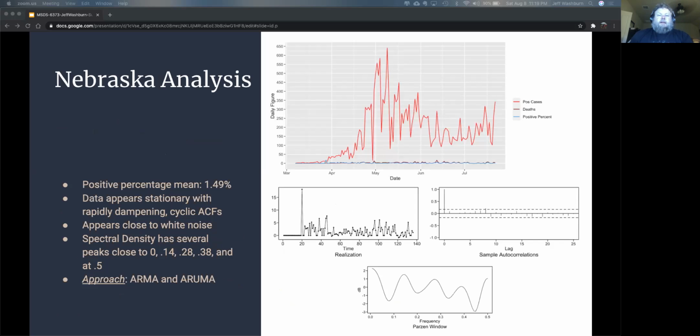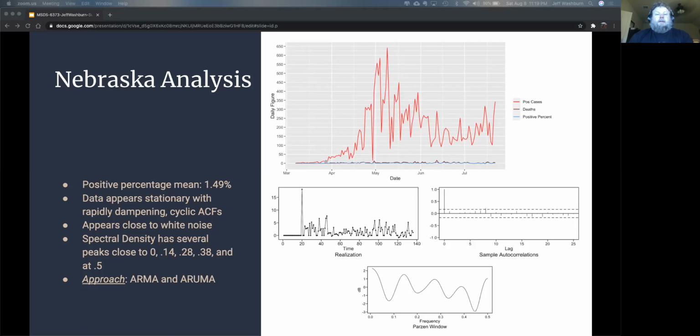That wraps up the United States data, moving on to the Nebraska state data. The positive percentage rate for Nebraska is 1.49, so about half of what we saw for the United States. And again, looking at the overall data, we get an idea of the positive percentage value in blue. What's interesting about the sample autocorrelations is that they look very close to white noise.